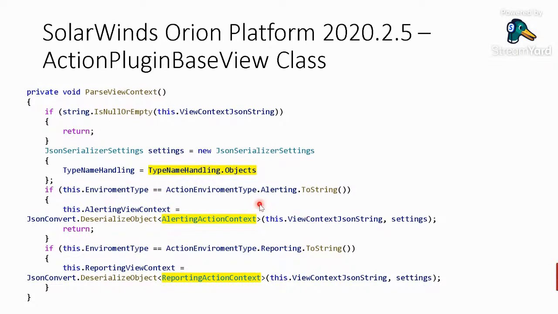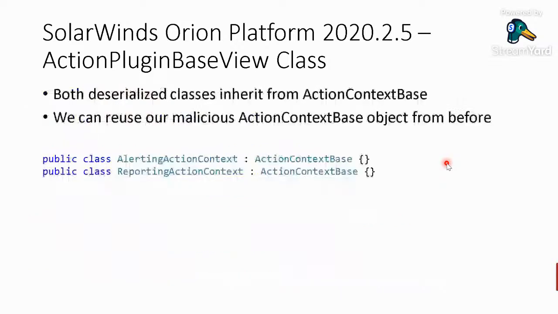But again, this is even worse than the example we saw before, because here there's not even a blacklist of types. We're simply deserializing the object. And this is a parameter that we control, right? We can set this parameter with our setter. And the nice thing about these two classes is that they both inherit from action context base. If you remember, that's exactly the class that we used in the previous vulnerability to exploit the past vulnerability. The same gadget chain, we can just reuse it.